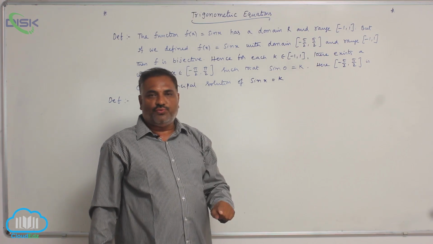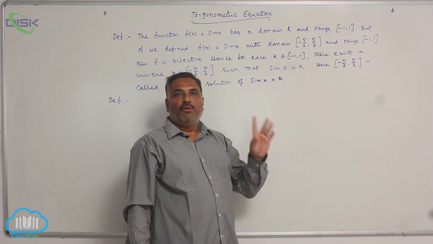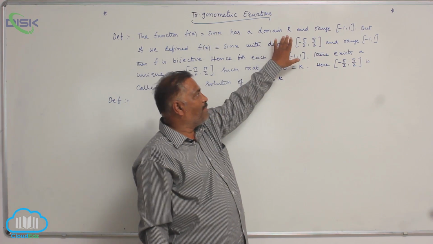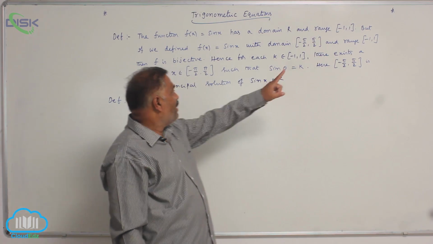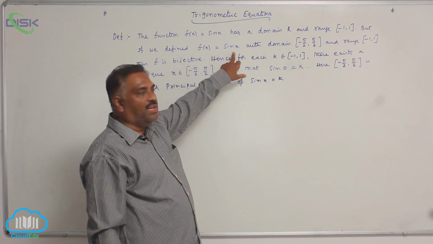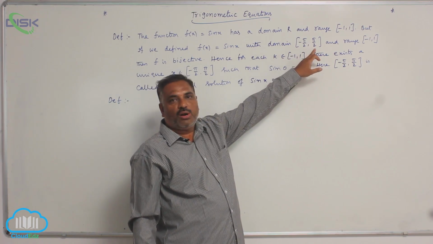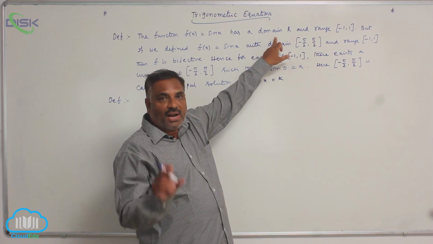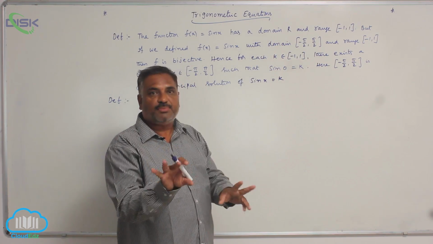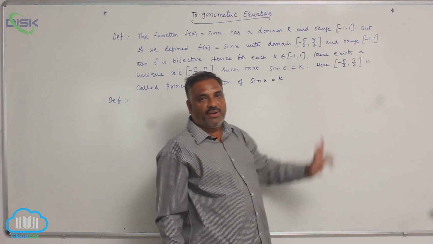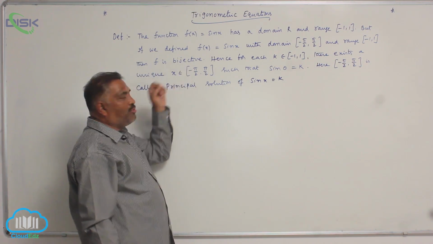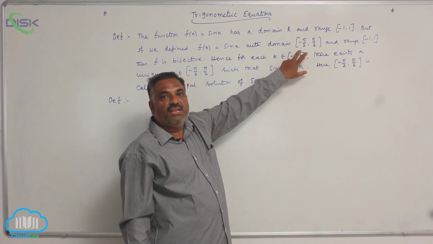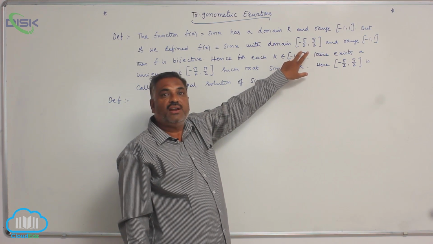If it wants to be a bijective function, the domain is restricted to [-π/2, π/2]. Now you can see the sine function is having domain capital R and range [-1, 1]. But if we define f of x is equal to sin x with domain [-π/2, π/2], you observe that [-π/2, π/2] is a subset of capital R with range [-1, 1]. Then you say that f is going to be bijective, because I had already discussed this matter. Over this interval, sine is a bijective function, which is one-one and onto.